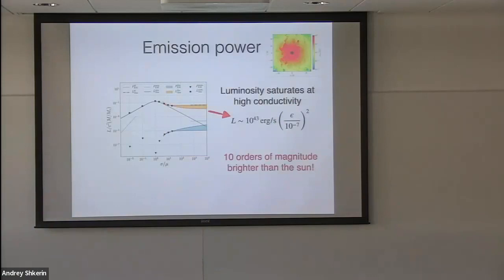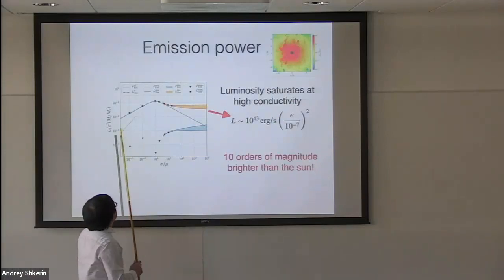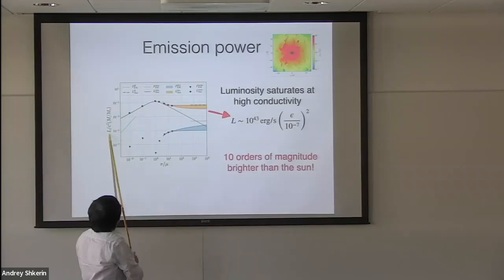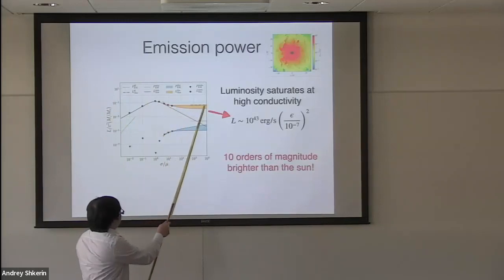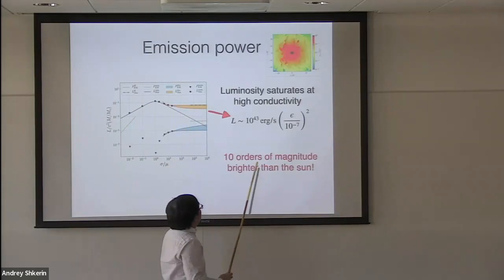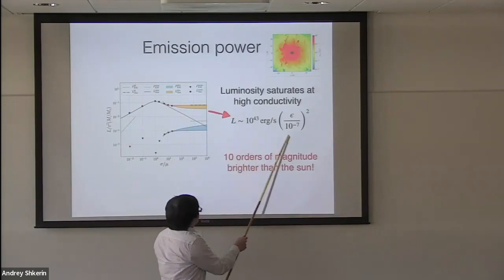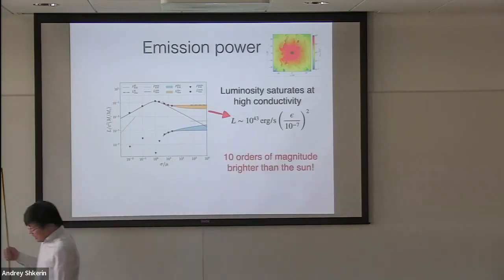Okay. So with all this understanding, we can compute the energy release from the system. There are complicated units, but the important thing is that as I increase the sigma, it eventually saturates to a value that we predict. So the luminosity we are seeing can be as large as 10 to the 43 per second for epsilon of 10 to the minus 7. And this is a luminosity that is 10 orders of magnitude brighter than this.